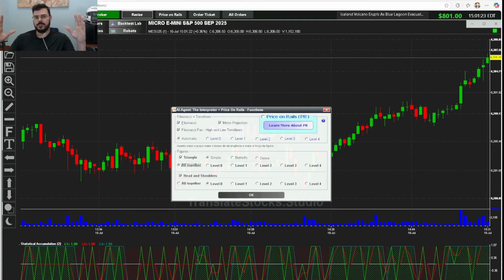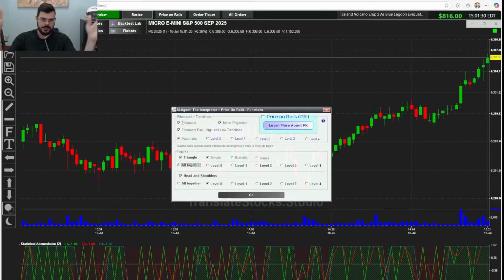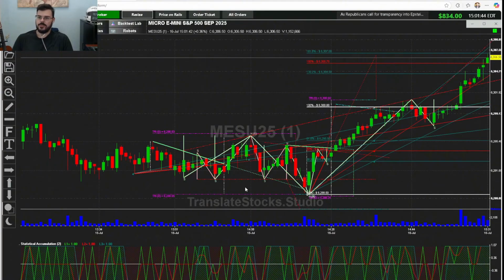If you have a small figure, it's a level 0, a big figure is a level 4, and a middle-term figure is a level 2, and so forth. The same goes for the head and shoulders. I will not activate the price on rails here, and I will show why in a minute. Instantly the AI will draw the support, resistance, horizontal lines, trend lines, figures, and all the projections that I need.